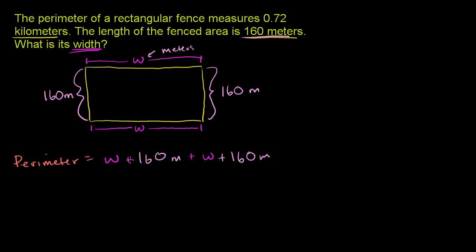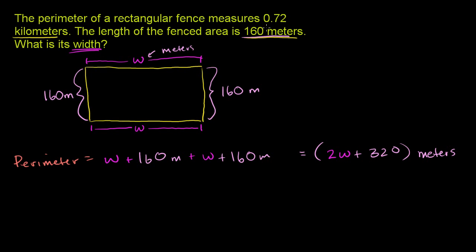So we could add it all up. If you were to add all of these up, you'd get a certain number of meters. You have a W plus a W, so it would be 2W. 2W plus 160 plus 160 is 320, so plus 320. And this whole thing is in meters. We're assuming that W is in meters.